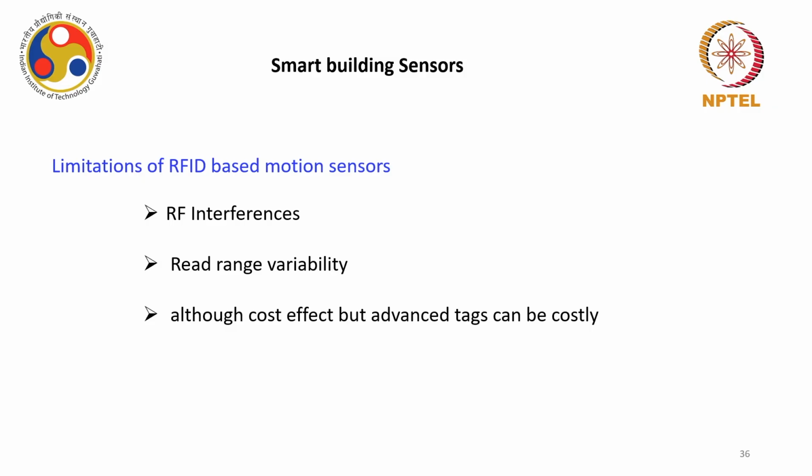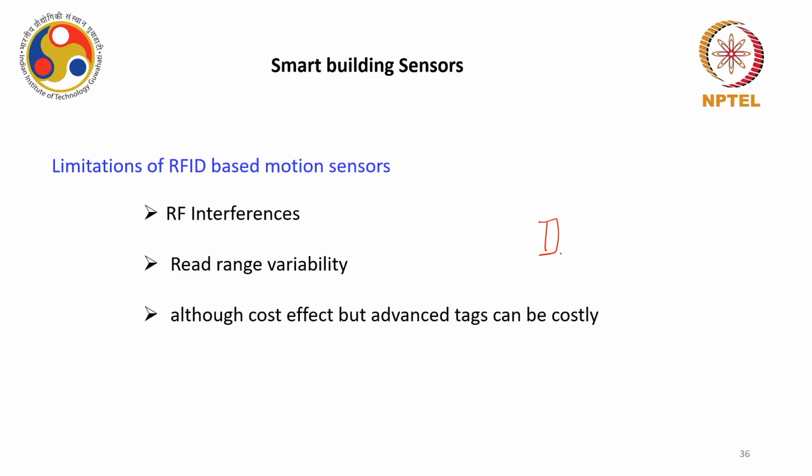However, there are certain limitations for RFID based motion sensors, including RF interference. These interferences can come from other electronic components or gadgets around the tag. Then there is read range variability in different indoor ambient conditions. If the ambient is cloudy, or filled with smoke, or if the humidity condition changes, in those conditions the read range is variable.